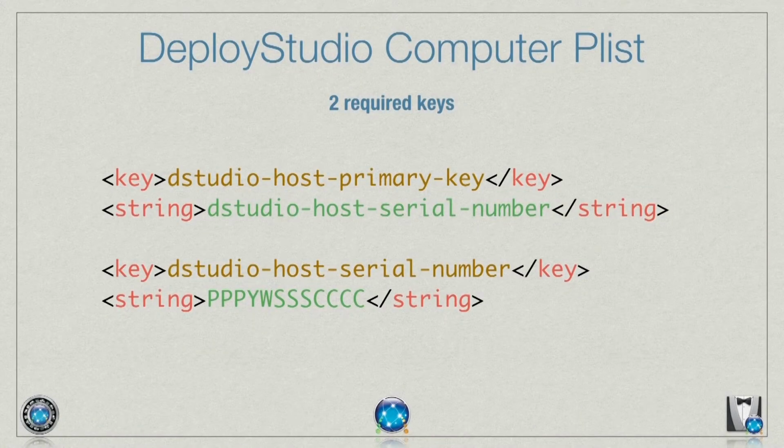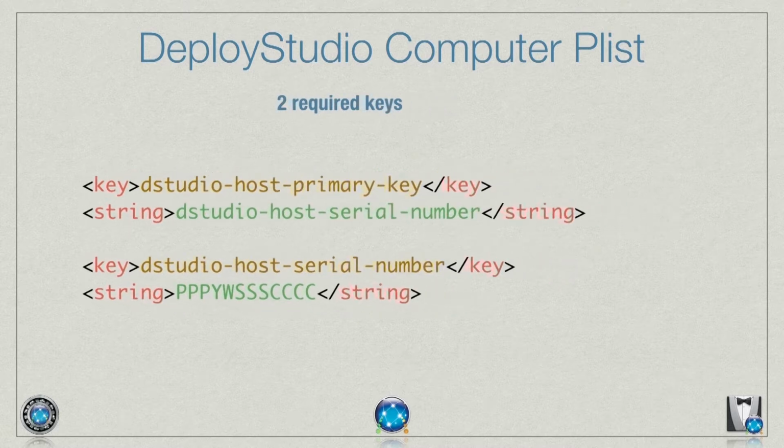When posting data into the DeployStudio API, there are two required keys. You need to tell it that you're using the serial number as your primary key, and then of course give it the actual serial number. Without those two pieces of information, and trust me, I've tried a couple different permutations, nothing shows up in the database.